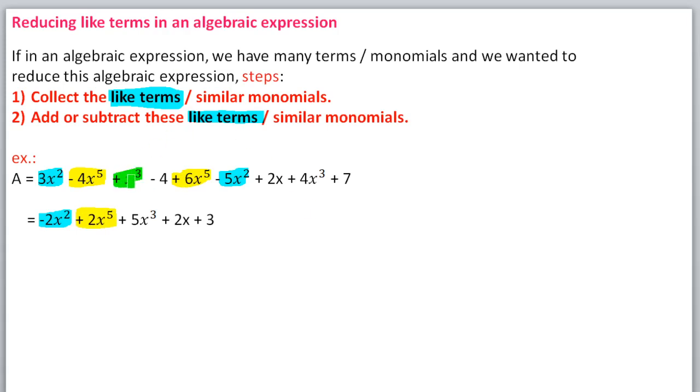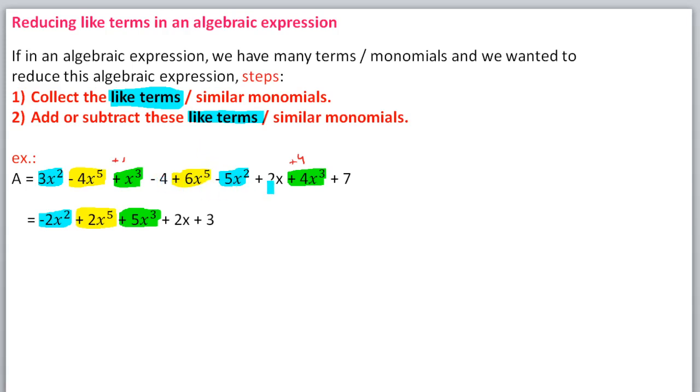X cubed. Are any x cubed here? Yes, there's 4x cubed. So x cubed plus 4x cubed. What's the coefficient here? It's 1. What's the coefficient here? It's 4. Plus 1 plus 4, plus 5. So we write 5x cubed. That's it. Go to the next.